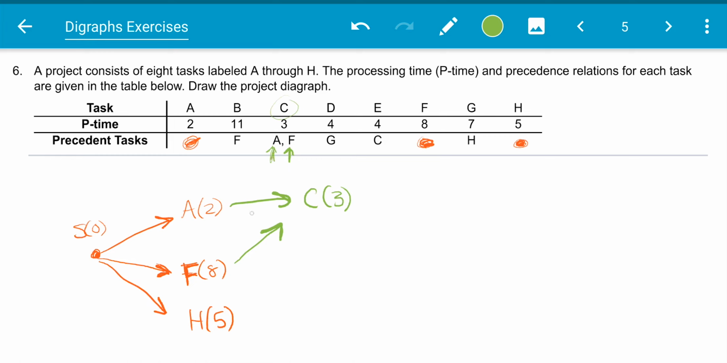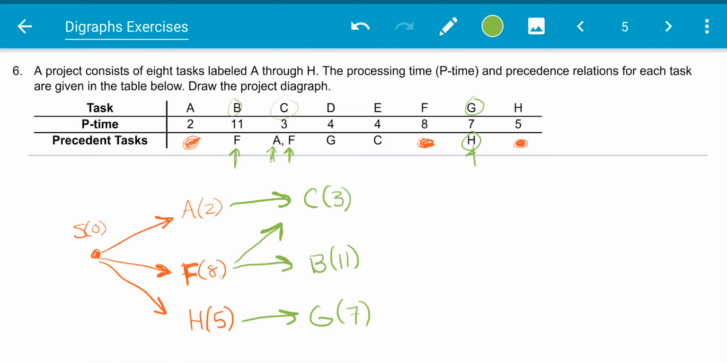Now we've done A and F before we got to C. Where else could we go from F? So F could also go to B. Well, B only needs F to be completed, so we're going to put the 11 there. All right, now we've done everything for A, F, C, and B. We can go from H to G. So G is going to be 7.